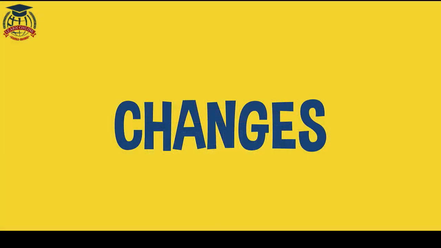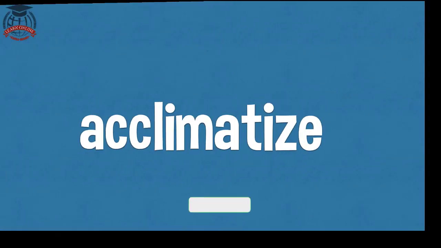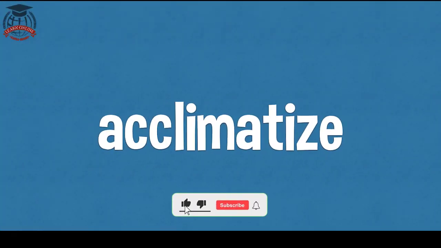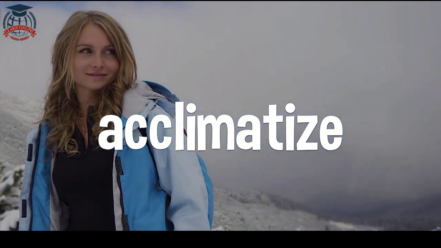In this lecture, we're going to look at some vocabulary for describing changes. And here are the 7 words: acclimatise, merge, restore, amend, deviate, distort, divert. And your first word is acclimatise. So we use the word acclimatise for when you get used to a new situation. And it's often used with climate and weather, but also more widely.